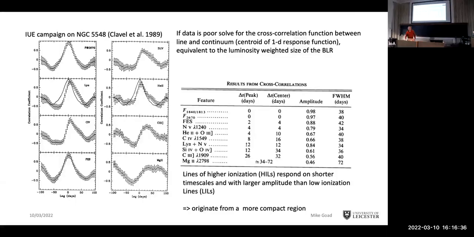Those of you that try to measure black hole masses at high redshifts, people have been trying to do that with magnesium-2. Magnesium-2 is a terrible line to use, as it turns out, because it's very weakly responding.